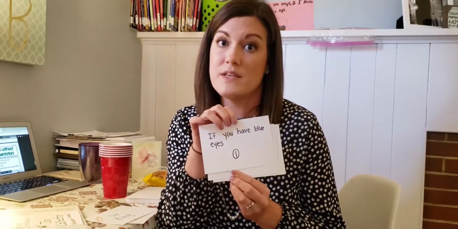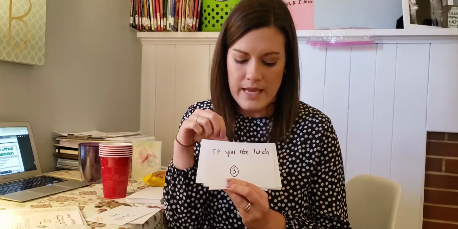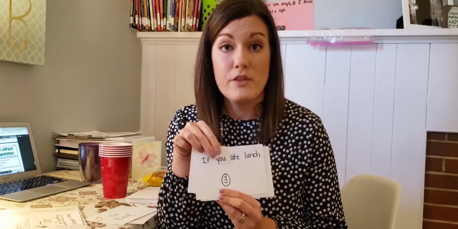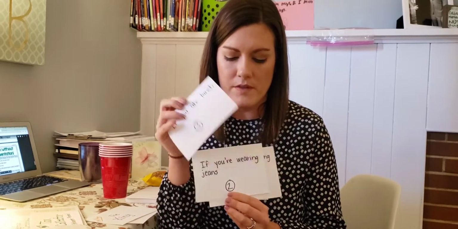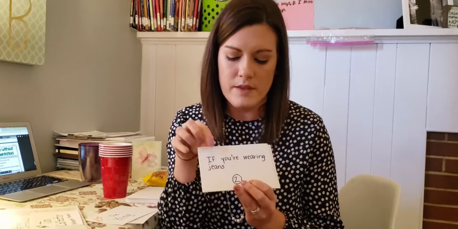So the first one that I created was, if you have blue eyes, 1. I'm going to tell you what these numbers mean in just a second, okay? If you have blue eyes, 1. If you ate lunch, 3. And you could do whatever number you want to put on there. I just did some different numbers on them.